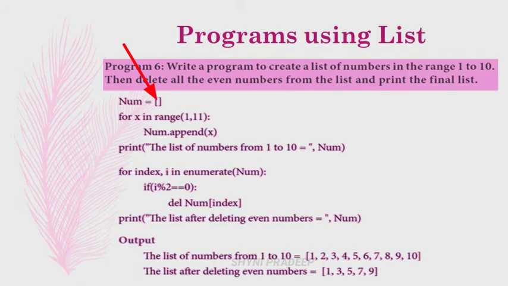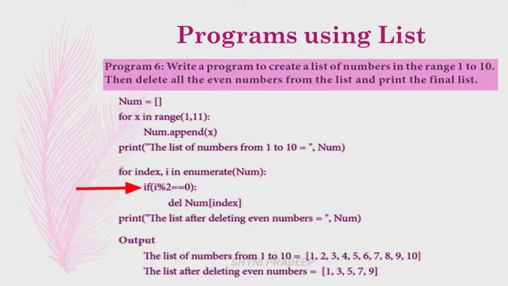So see, print the list of numbers from 1 to 10 is equal to 1, 2, 3, 4, 5, 6, 7, 8, 9, 10. See the output. 10 values added in the list. See the next for loop: for index, i in enumerate(num). What does enumerate mean? The enumerate function adds a counter to an iterable and returns it. The returned object is an enumerate object. Which means if you want to start the loop counter at a different number, you can use the enumerate function.